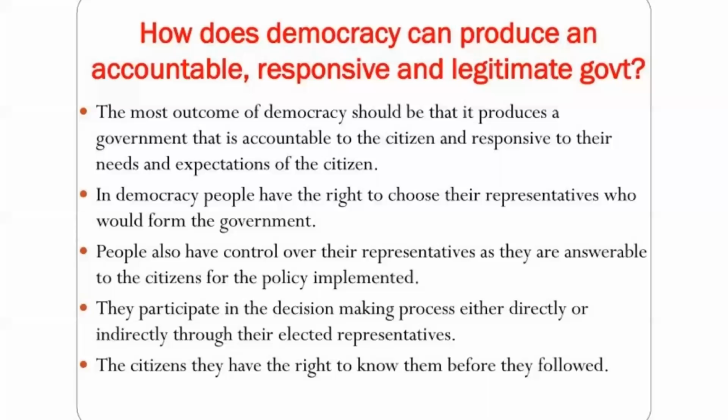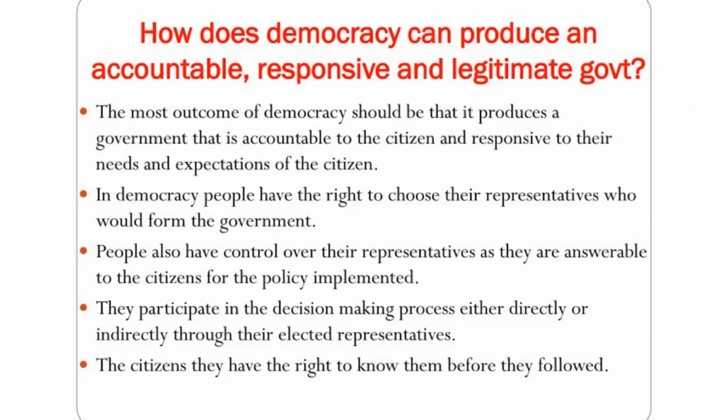How can democracy produce an accountable, responsive, and legitimate government? Dear students, this is an important part of democratic government. A democratic government is an accountable government. It is the responsibility of government to give every piece of information to its citizens. And a democratic government is a responsive government, taking decisions in favor of citizens and communities. And a democratic government is a legitimate government, doing work according to the constitution. So first we start our part.